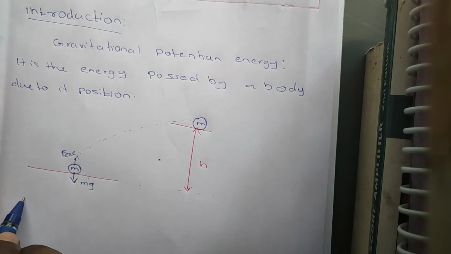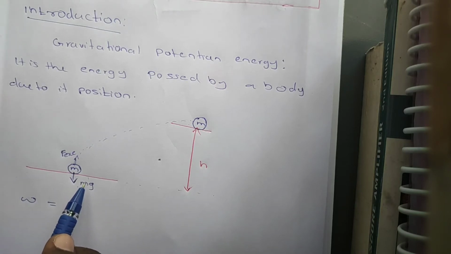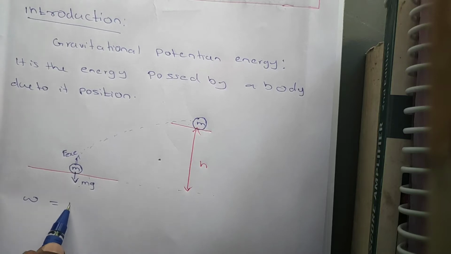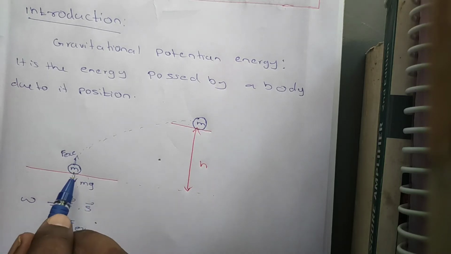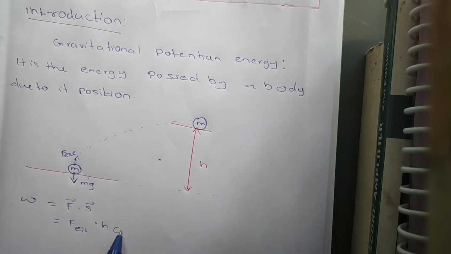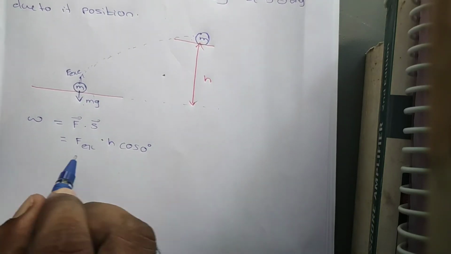So what is the work done? The work done formula is force into displacement. I consider the gravitational force to be constant everywhere. So F dot S, that is F S cos theta. If I consider the external force, F into displacement, the displacement from here to here is h, into cos 0 degree. So I can write it as F external into h, and cos 0 is 1.